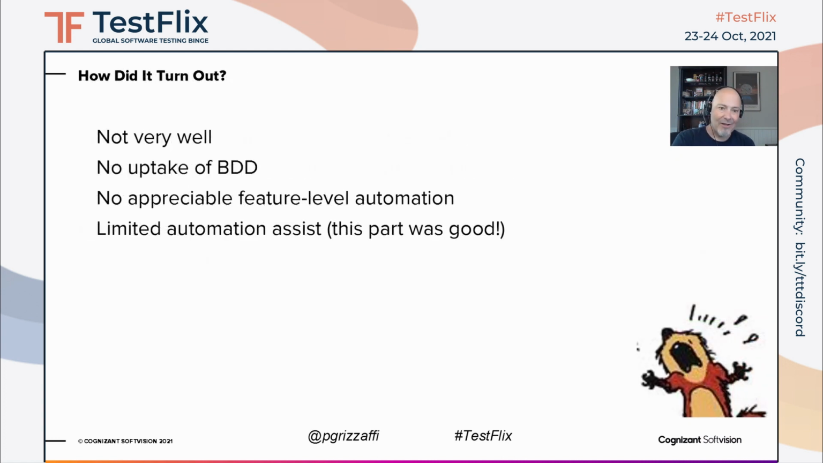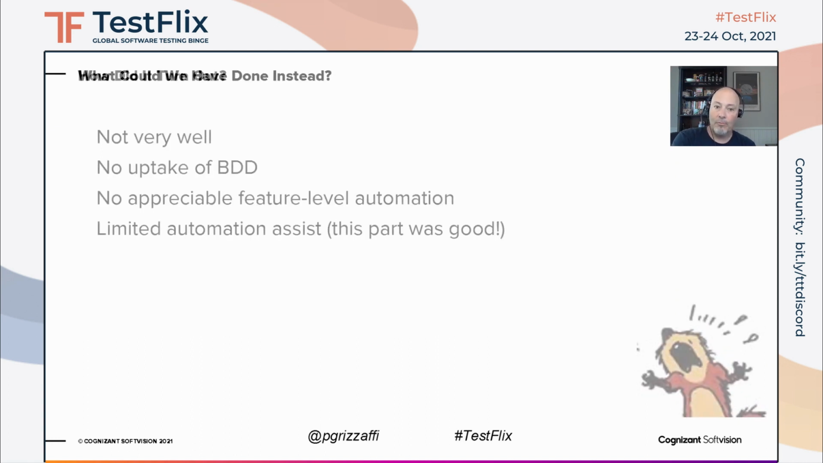So, how did it turn out? As you can expect, not very well. There was no uptake for BDD largely across any of the Scrum teams. We wound up with no appreciable feature level automation on a feature by feature basis. We did wind up with a limited automation assist application that really cut down some of the effort that some of the testers were having to expend on a release by release basis. So this part was really good, and I'm proud of that. But I always feel disappointed that we couldn't make more headway. And had we taken the ecosystem into account, I think we could have made more headway in a broader scope.